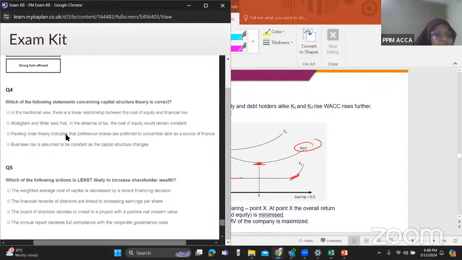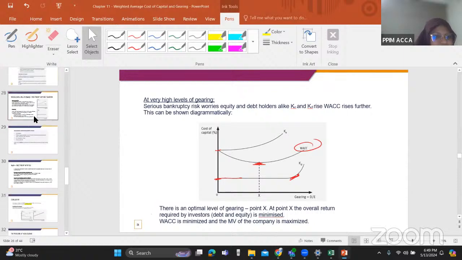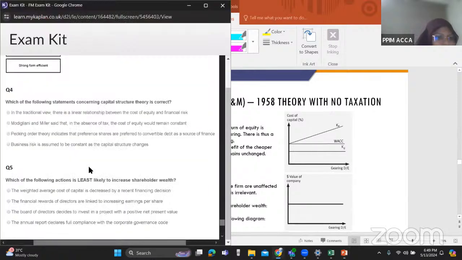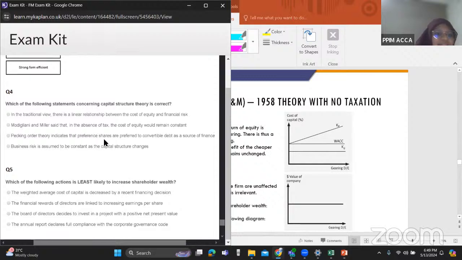Then it's saying Modigliani and Miller said, in the absence of tax, the cost of equity would remain constant. Absence of tax, cost of equity is not constant. It keeps on increasing. Okay, so that is also wrong. Pecking order theory indicates that preference shares are preferred to convertible debt as a source of finance. So they're saying, according to pecking order theory, we will give preference to share equity as opposed to debt, which is wrong. First, we give preference to retained earnings, then we give preference to debt, then we give preference to shares. Okay, so C is also wrong.